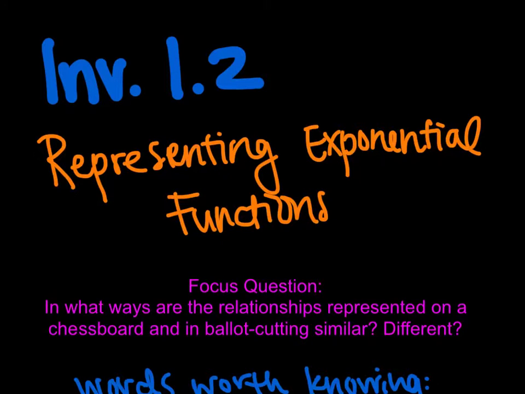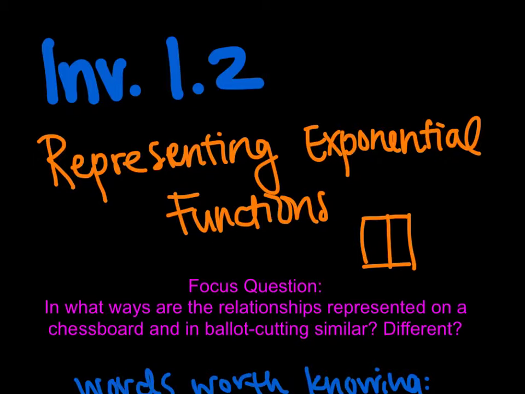Hi guys, this is Investigation 2.1, and in this investigation we are representing exponential functions. So our focus question for this situation is, in what ways are the relationships represented on a chessboard and in ballot cutting similar? So if you remember back to our last investigation, we were cutting ballots apart and we were looking at a situation where we had one piece of paper.